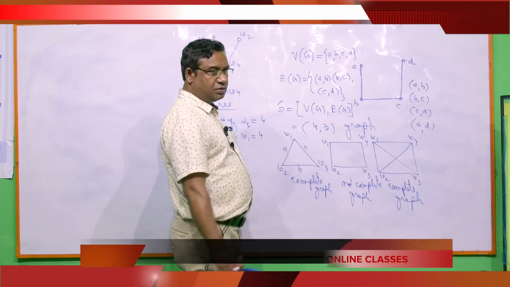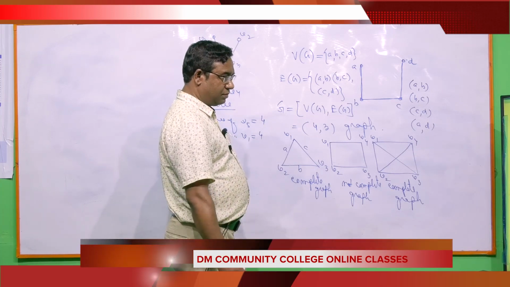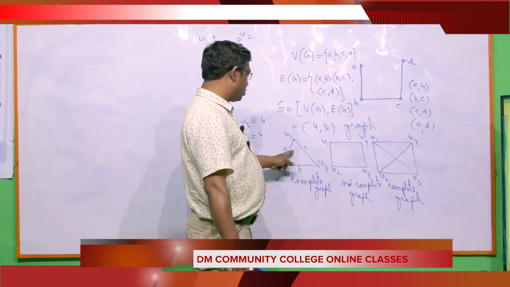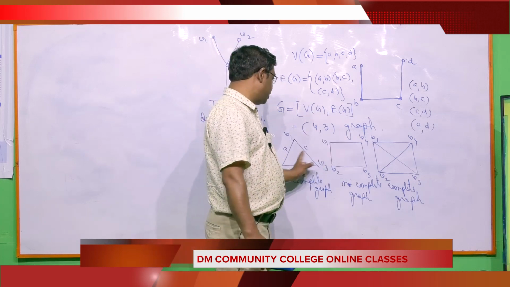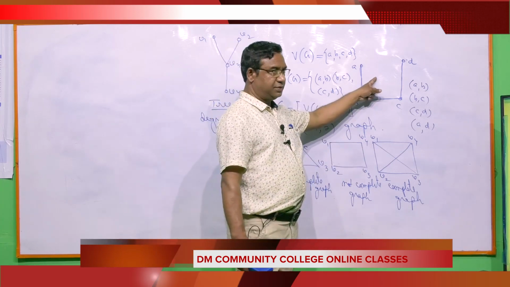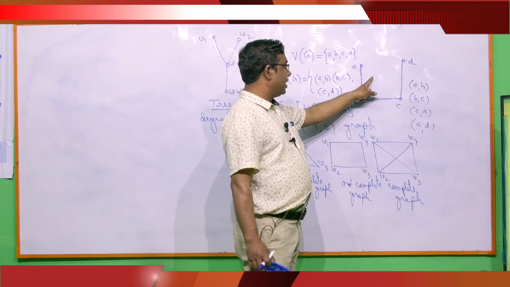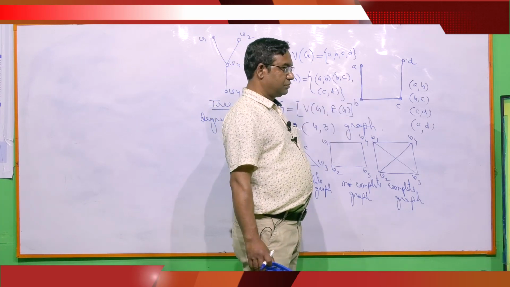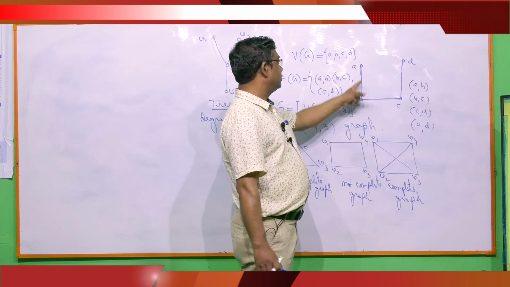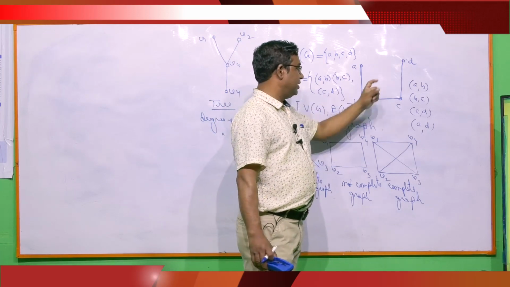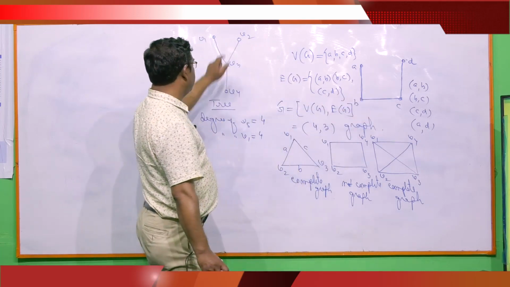Circuit means a closed network. This is a closed network. So this is not a tree. This is a tree. This is connected without any circuit. So this graph is a tree. This graph is also a tree.